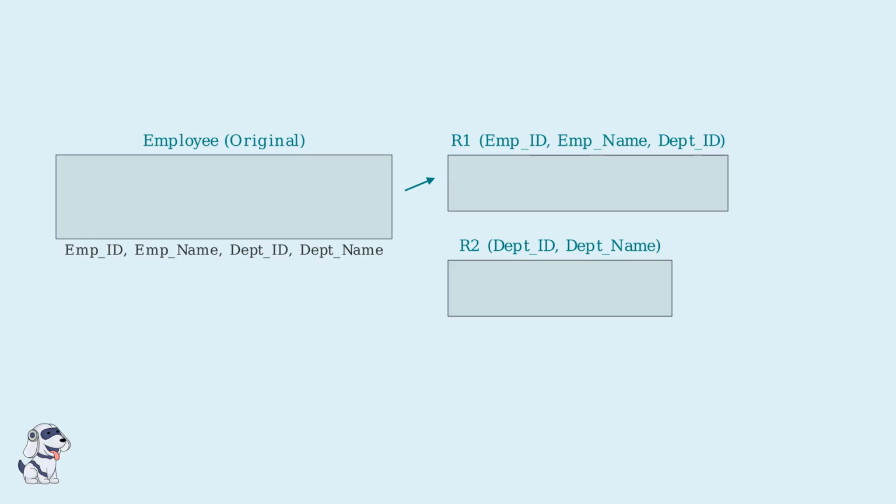Decomposing into R1 and R2 stores DEP-name once per department, not per employee, reducing redundancy. This isolation of repeating attributes, often caused by transitive dependencies, ensures efficient storage and maintenance. By decomposing, dept name is stored once per department instead of repeating for each employee, effectively minimizing data redundancy.